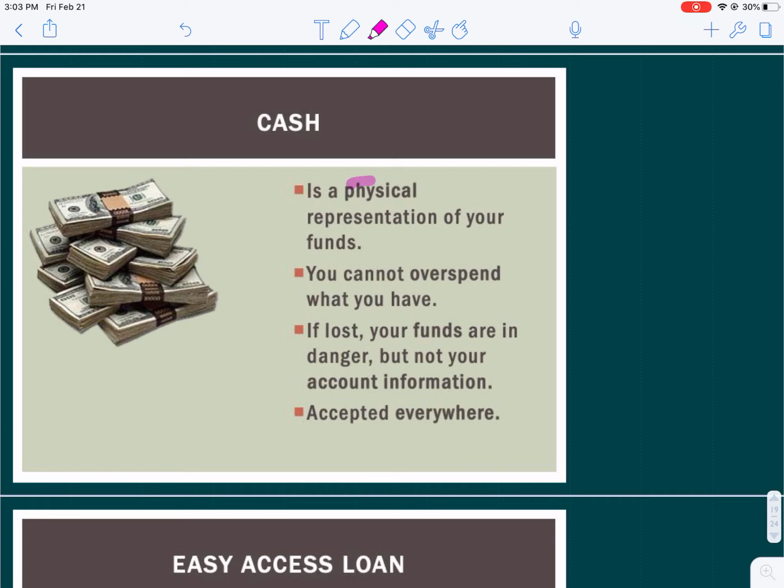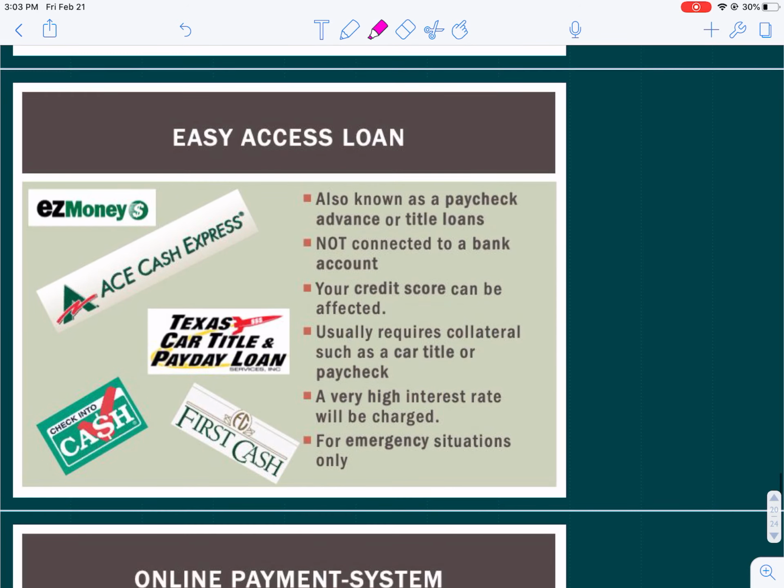Cash is a physical representation of your funds. You cannot overspend what you have. If lost, your funds are in danger, but not your account information. It is accepted everywhere. Easy access loan, also known as paycheck advance or title loans: not connected to your bank account. Your credit score can be affected. Usually requires collateral such as a car title or paycheck. A very high interest rate when charged. For emergency situations only.